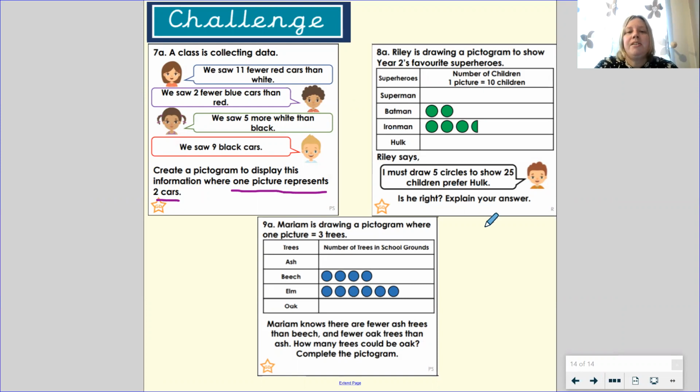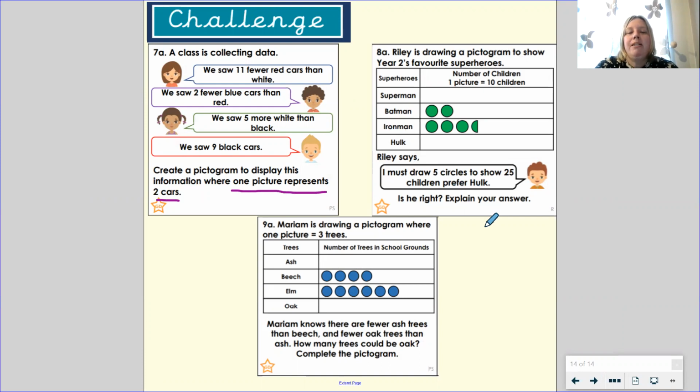Our next question. Riley is drawing a pictogram to show Year 2's favourite superheroes. Riley says I must draw 5 circles to show 25 children prefer Hulk. Is he right? Explain your answer.